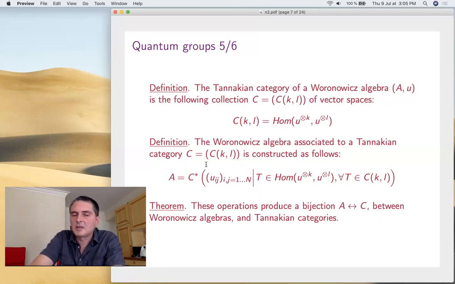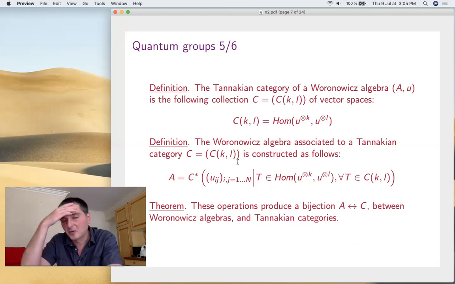Conversely, given an abstract Tannakian category, you can always associate to it a Woronowicz algebra. I mean, just take the u_ij, and for any T in your category, you say that T must intertwine the corresponding tensor powers. Now, the theorem, which is Tannakian duality, once again by Woronowicz, says that these operations are inverse to each other. So this is very powerful because, in general, what you do with compact groups, you kind of want to do Lie algebras and classify Lie algebras, and then get back to the groups via exponentiation.